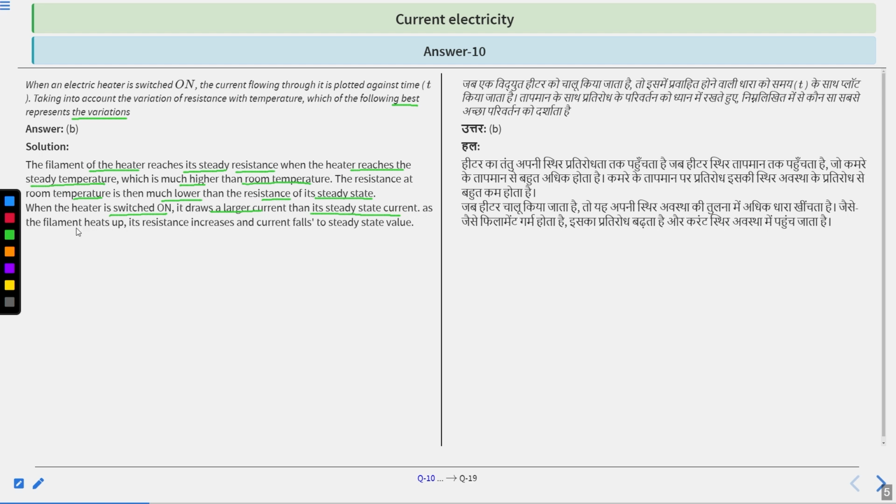As the filament heats up, its resistance increases and the current falls to the steady state value. Clear? So the correct option is B. B is the correct representation of the variations. B option is correct.